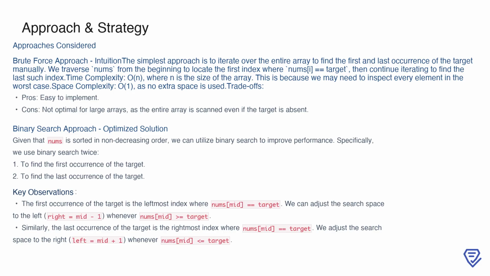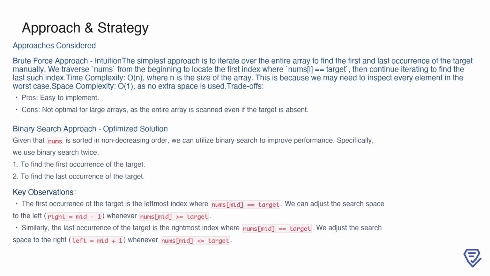While this method is straightforward and easy to implement, it comes with a significant drawback: it's not efficient for large arrays. The time complexity is O(n), because, in the worst case, we may need to inspect every single element. However, on the bright side, it has a space complexity of O(1), as no extra memory is required. The trade-offs are clear: it's simple but not scalable, especially if the array is large or the target is absent.